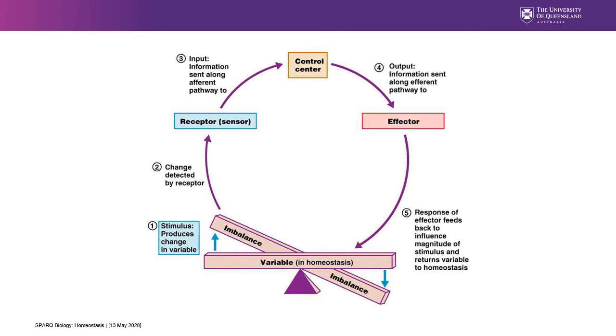This diagram represents a simple feedback cycle for maintaining homeostasis. Down the bottom, you can see variables. When in balance, they're considered to be in homeostasis.